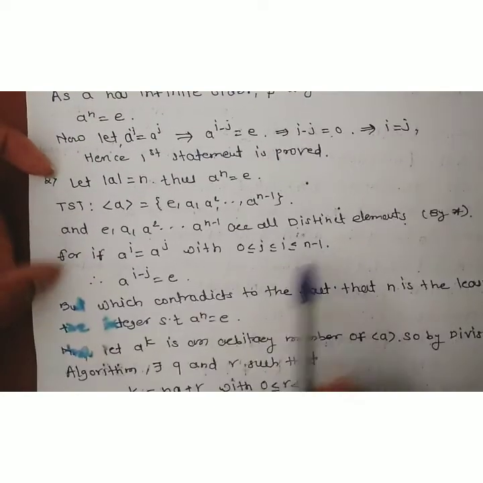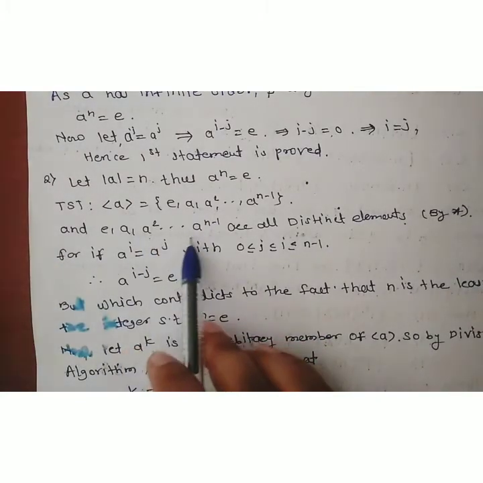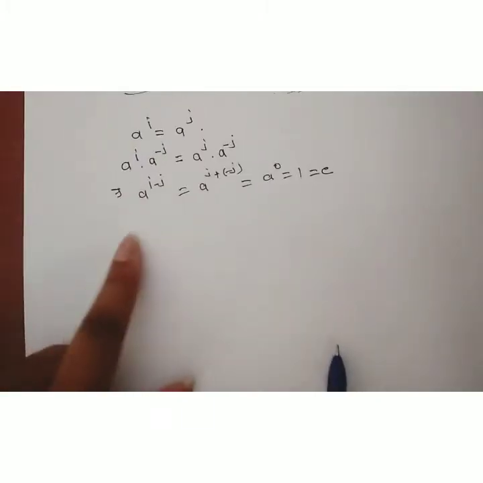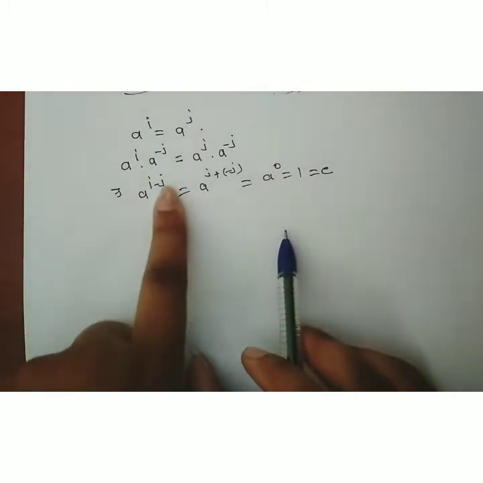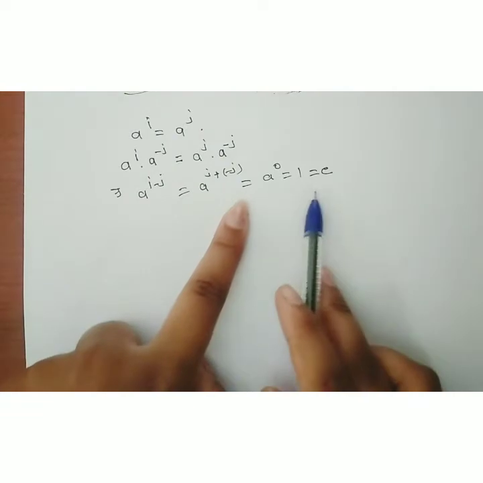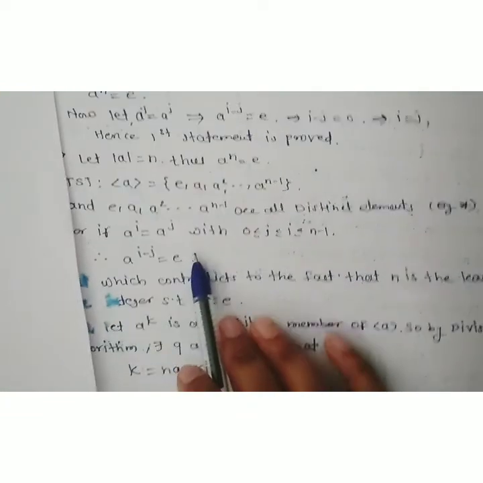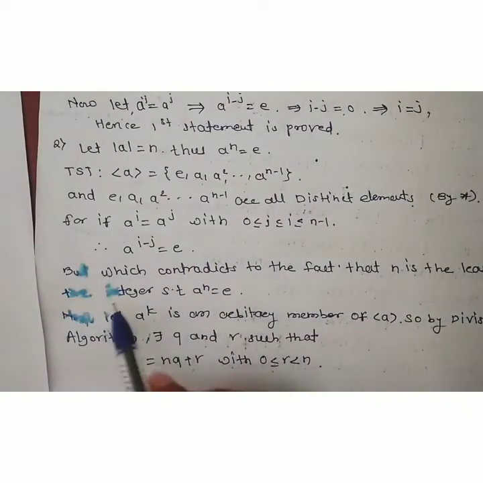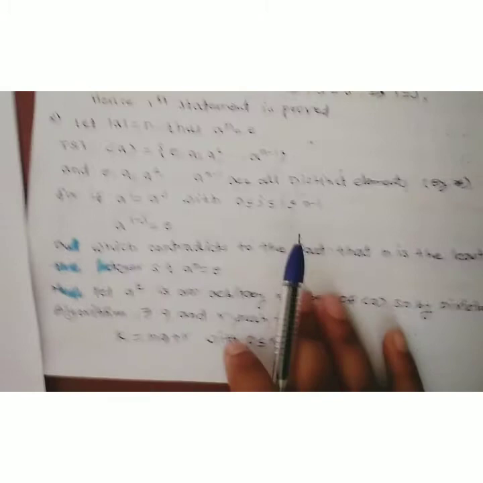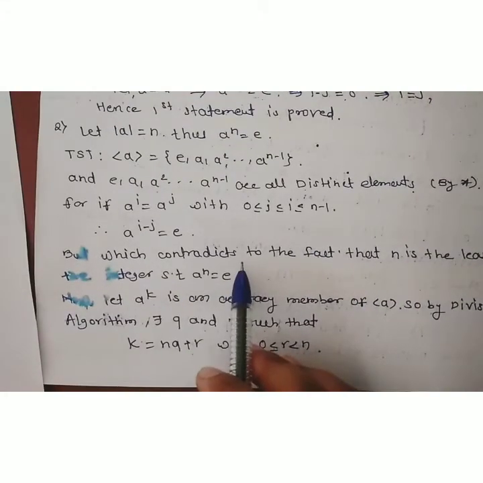Okay, now if we consider that a to the power i is equal to a to the power j, then multiplying both sides by a to the power minus j, we get a to the power i minus j is equal to a to the power 0, which is equal to 1, the identity. So a to the power i minus j is equal to identity, but this contradicts the fact that n is the least positive integer such that a to the power n is equal to identity.